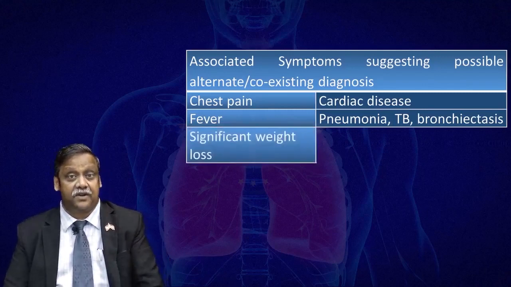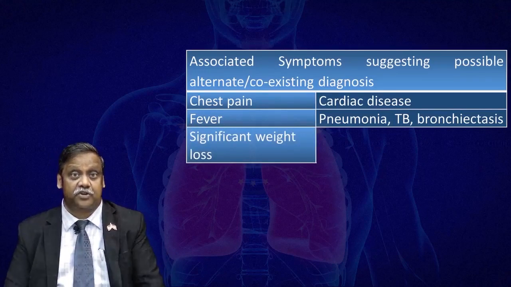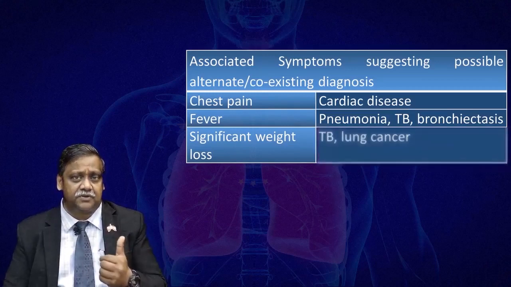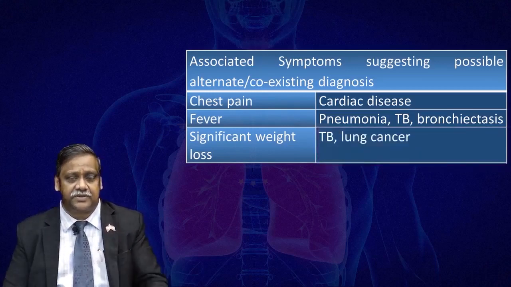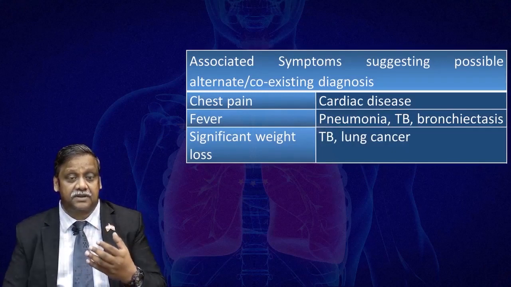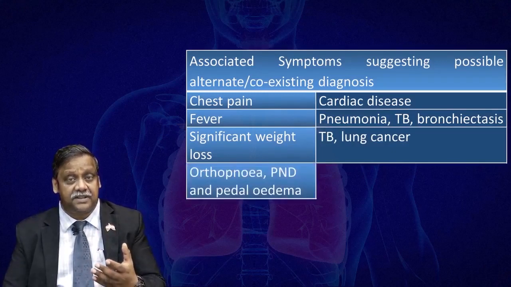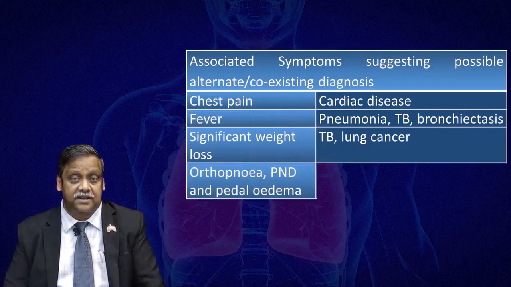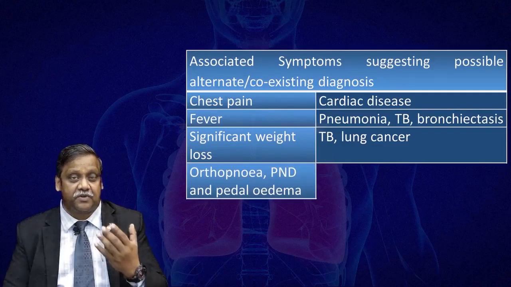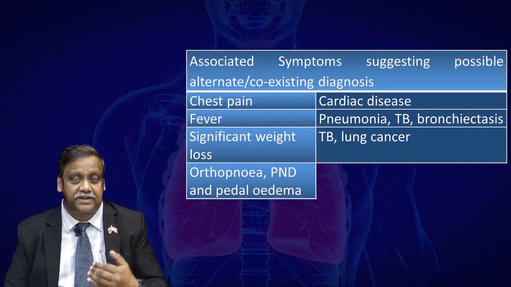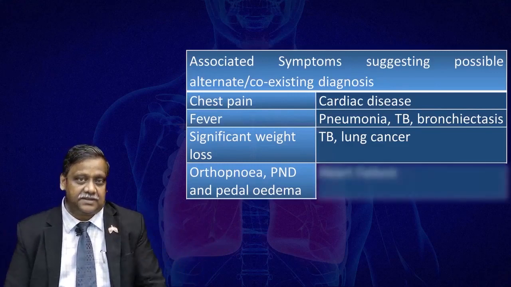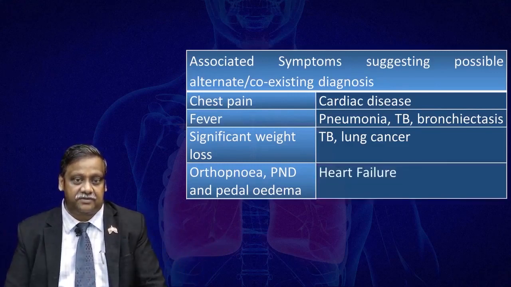A significant weight loss over a fairly short period of time with the respiratory symptoms: certainly think about tuberculosis and lung cancer as two differential diagnoses. A patient with respiratory symptoms who comes to you with orthopnea, feels breathless on walking, feels breathless on lying down, and then classical paroxysmal nocturnal dyspnea. Needs to get up in the middle of the night, open up the windows, get fresh air, and then feels better. This is underlying heart failure, so you should be very careful of that.